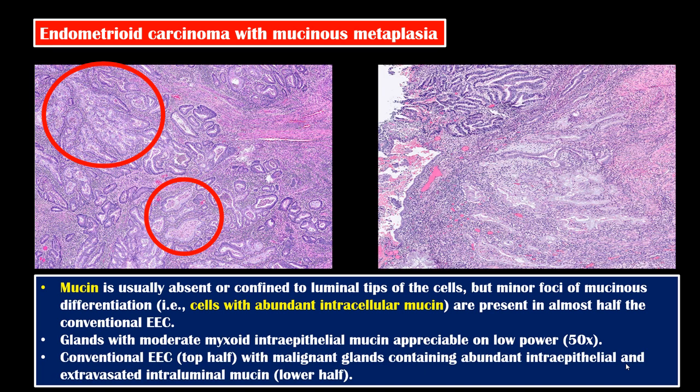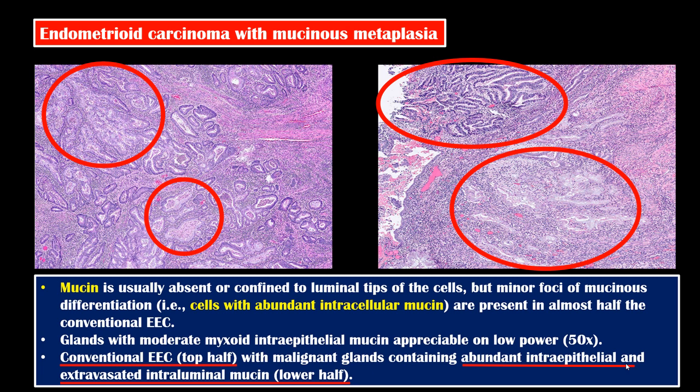Here in this photo we see conventional endometrioid carcinoma in the top half, with malignant glands containing abundant intraepithelial and extravasated intraluminal mucin in the lower half.